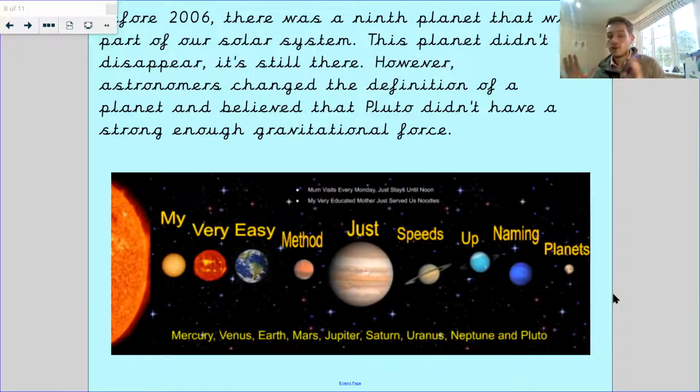However, unfortunately, because they changed what something needs in order to be a planet, they realized that Pluto's gravitational force wasn't strong enough, and therefore it is no longer a planet. It's now a dwarf planet, which means it's a smaller planet than the rest of them. Because of that, we no longer say Pluto is a planet in our solar system. It's a dwarf planet that's in our solar system. It's not a planet in the solar system, okay?